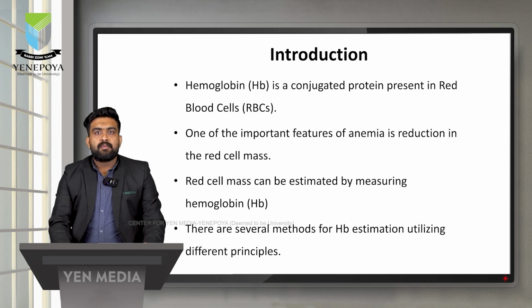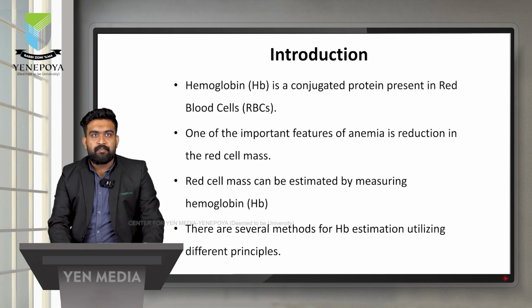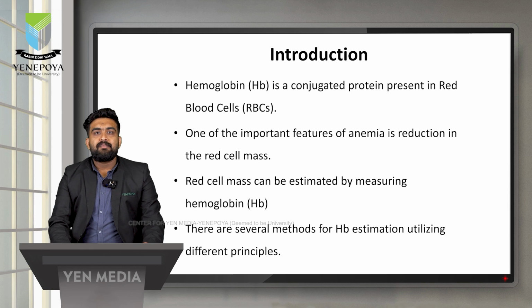Introduction to Sahli's hemoglobin estimation. Hemoglobin is a conjugated protein present in RBC, red blood cells. One of the important features of anemia is reduction in the red cell mass. Red cell mass can be estimated by measuring hemoglobin. There are several methods of hemoglobin estimation utilizing different principles.